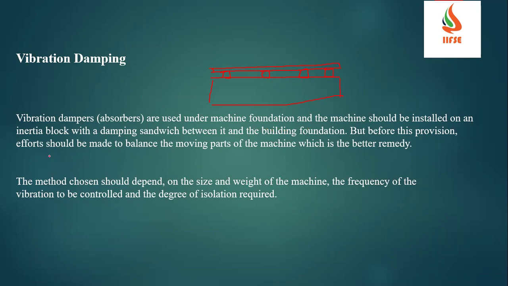The foundation of the machine should be installed on an inertia block with a damping sandwich between it and the building foundation. But before this provision, effort should be made to balance the moving parts of the machine, which is a better remedy. So whatever parts are moving inside the machine should be balanced first. Then you can go with this method for effective control. The method depends on the size and weight of the machine, the frequency of the vibration to be controlled, and the degree of isolation required. It depends on how much vibration you want to control.